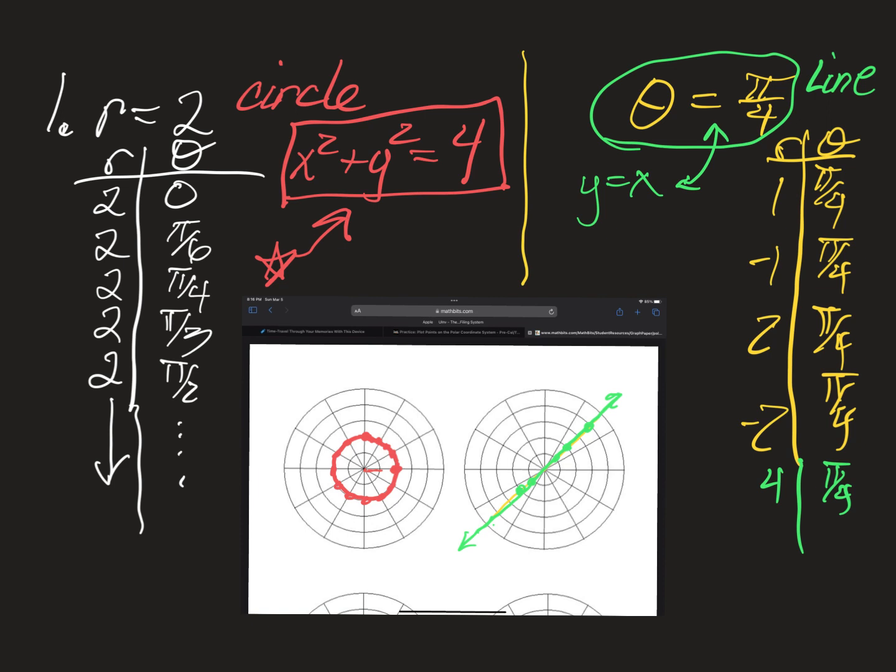Let's go on to a few more graphs that are a little more complicated than these two.